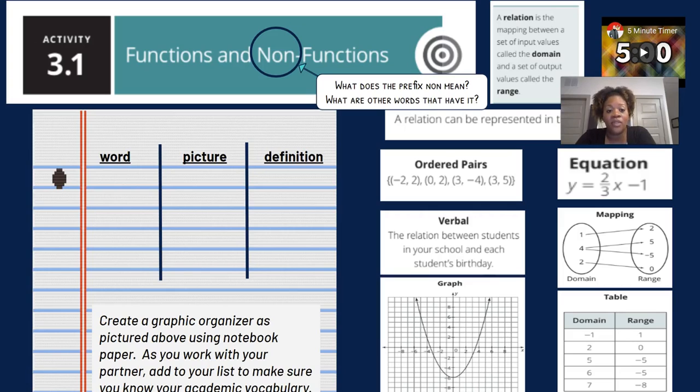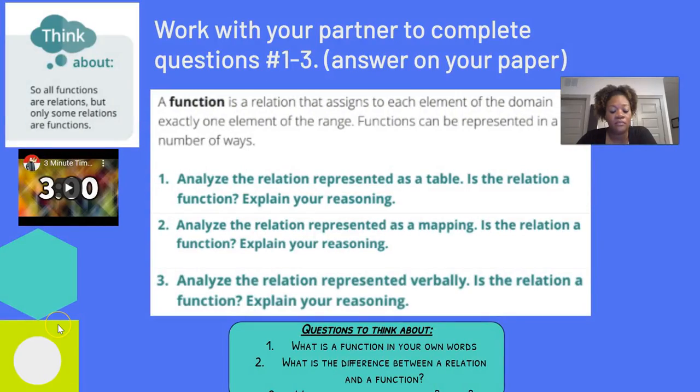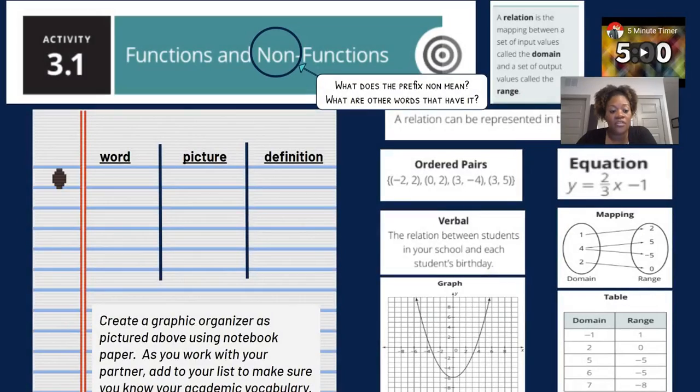As an example, your first word could be function. So you will write the word function. You'll then draw an example of what a function is under the word picture, and then you'll write what a function is, or write the definition of the word function. You want to be sure that you're able to add or really highlight any vocabulary that you're provided with on your sheets to ensure your understanding.